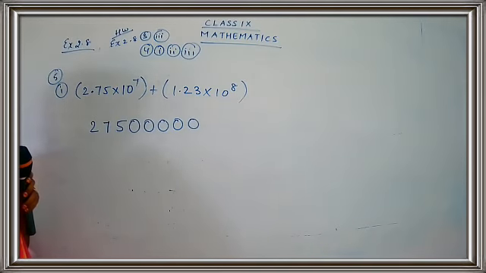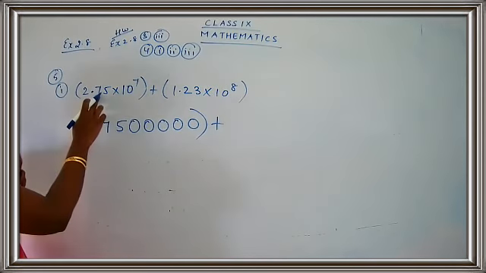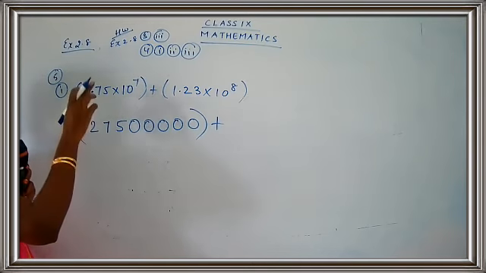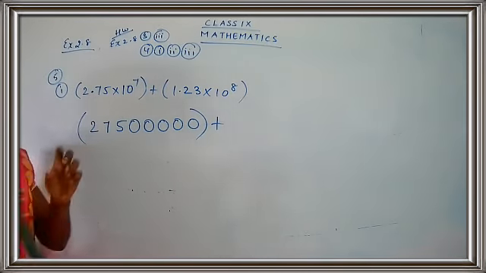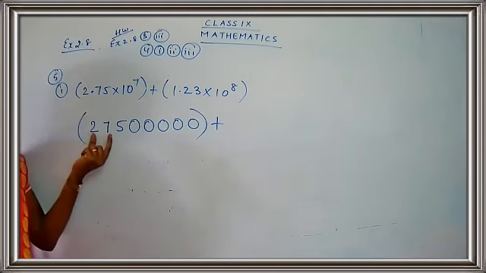Easy. Okay, now plus 2.75. I want to remove the decimal point. So if I want to remove the decimal point, I have to multiply by 100. That means I want 2 zeros. So I am just borrowing 2 zeros from 10 raised to 7. So I borrowed 2 zeros and I made it as 275.